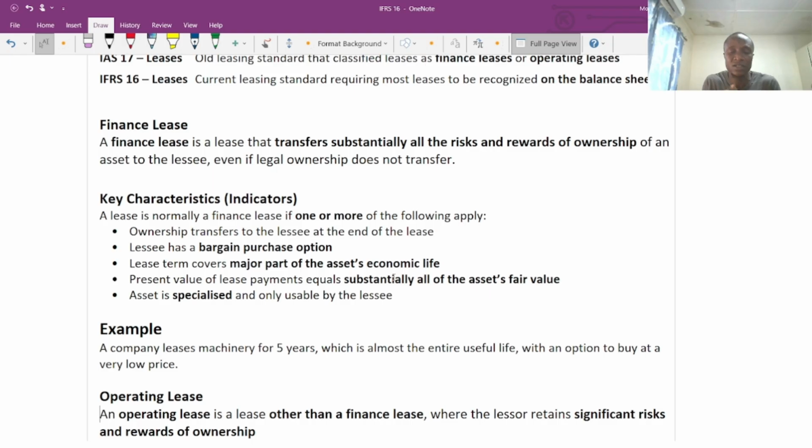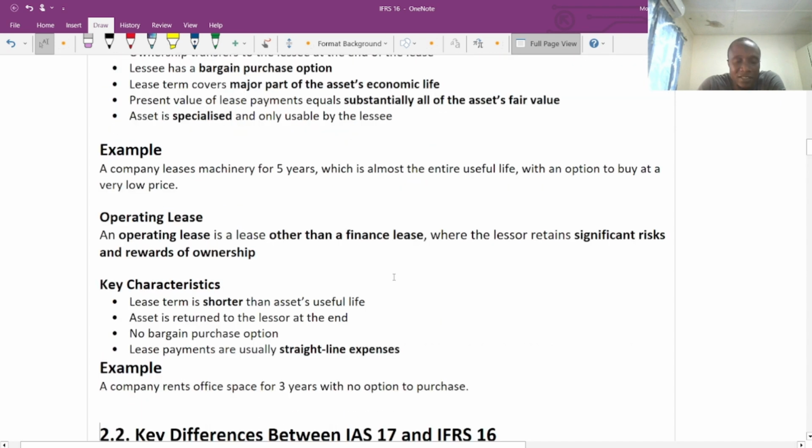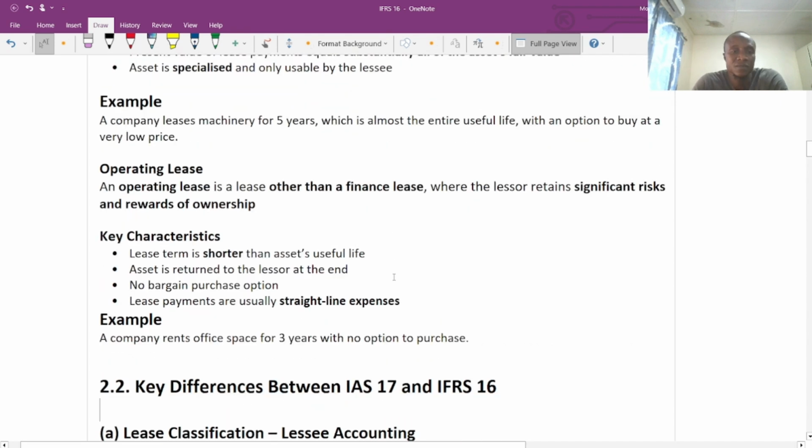Then also, secondly, there's an option to buy the machine at the end of the life. So automatically, this particular lease transaction, we are going to classify it as a finance lease. Now, what is an operating lease? Very important. When we are talking about an operating lease, it's a lease other than a finance lease, where the lessor retains significant risks and rewards.